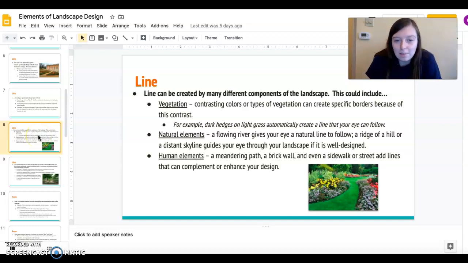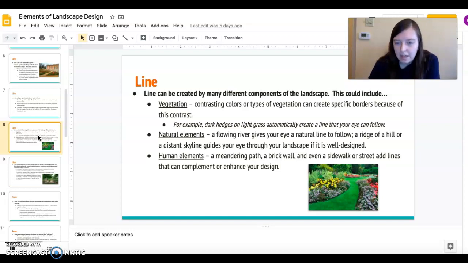Line can be created by many different components of the landscape, and this could include, first off, vegetation. Contrasting colors or types of vegetation can create specific borders because of this contrast. Vegetation, for those of you that don't know, is going to be our actual plants in the landscape. It's not going to be any hard elements, anything like that. So it has an example that dark hedges on light grass automatically create a line that your eye can follow.